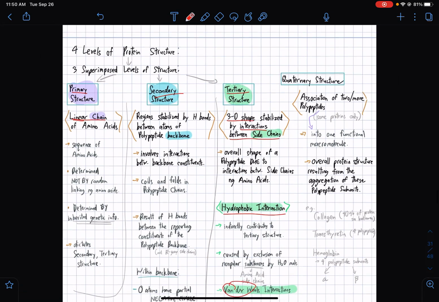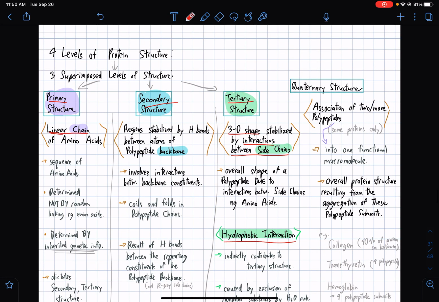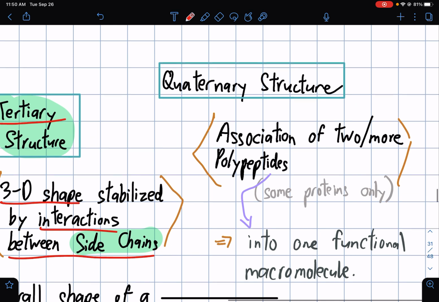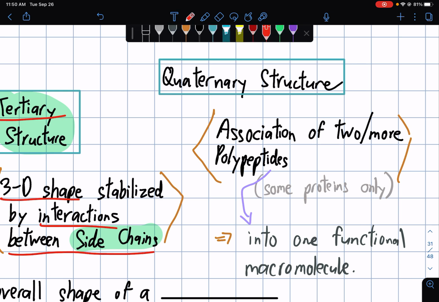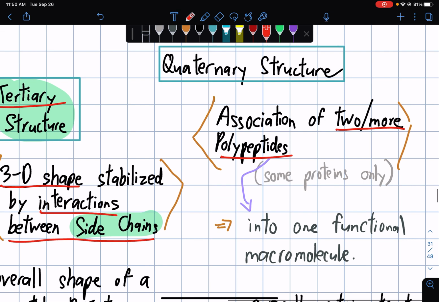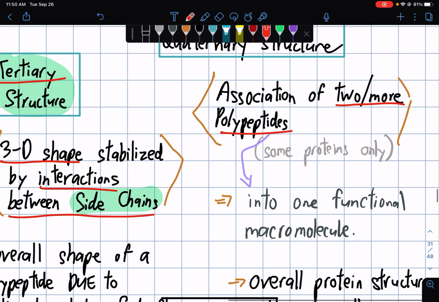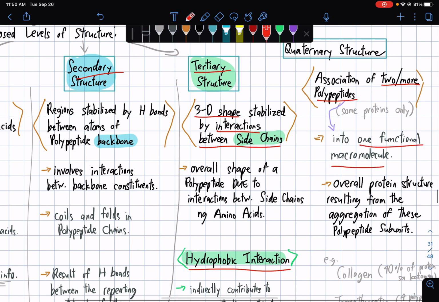Now, we have tackled the three superimposed levels of structure. Let's mention the last one, which is the quaternary structure. This is the association of two or more polypeptides. This is in some proteins only. The association of these polypeptides forms one functional macromolecule. So this is the overall protein structure resulting from the aggregation of these polypeptide subunits. I'm pretty sure aggregation is also a keyword for quaternary.